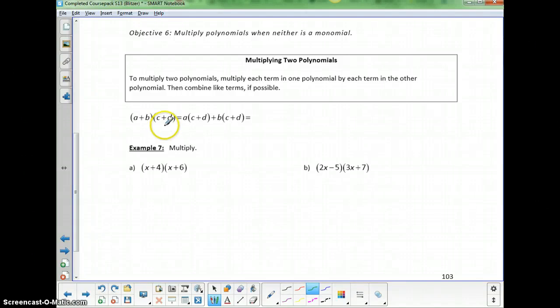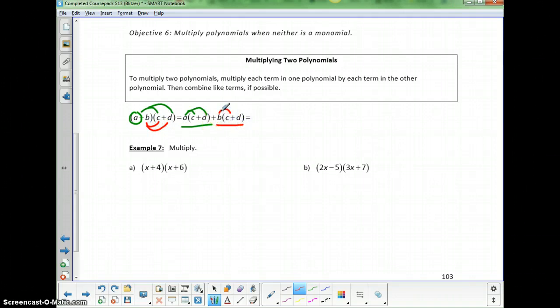In objective 6, we're looking at multiplying two polynomials that are both not monomials. What we do here is we multiply the first term in the first polynomial by both of the terms in the second polynomial, and continue like that. Multiply the second term in the first by both the terms in the second, which is what we see being done right here.